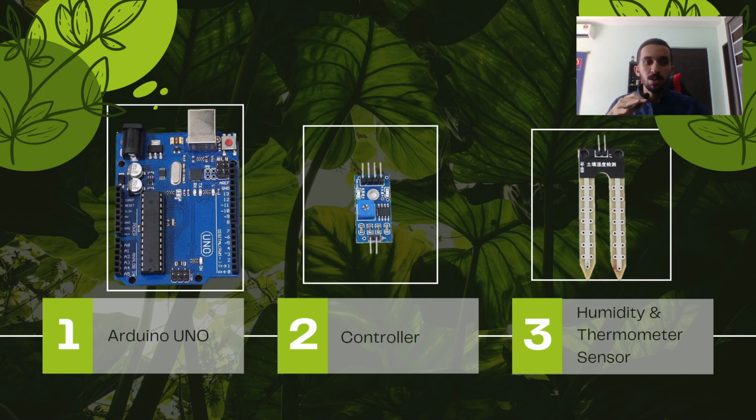So that's about it. For the humidity and thermometer sensor, it needs to look like that, and that is the type of thermometer we need, because it can be dipped into the soil. As we know, the device will be dipped into the soil, and it is very important to get accurate results.